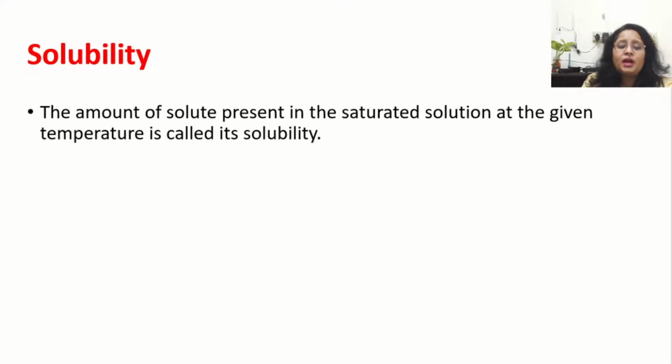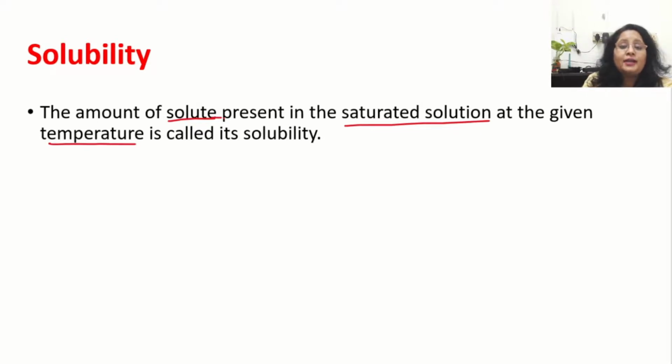The solubility definition is the amount of solute present in the saturated solution. The amount of solute present in the saturated solution at any given temperature is called its solubility. So we know that if we add sugar to water, at some point the sugar will stop dissolving. Then what can we do? We can heat up the solution. When we heat it, we can see the sugar starts dissolving again because of the rise in temperature. But at a particular temperature, again the sugar stops dissolving.